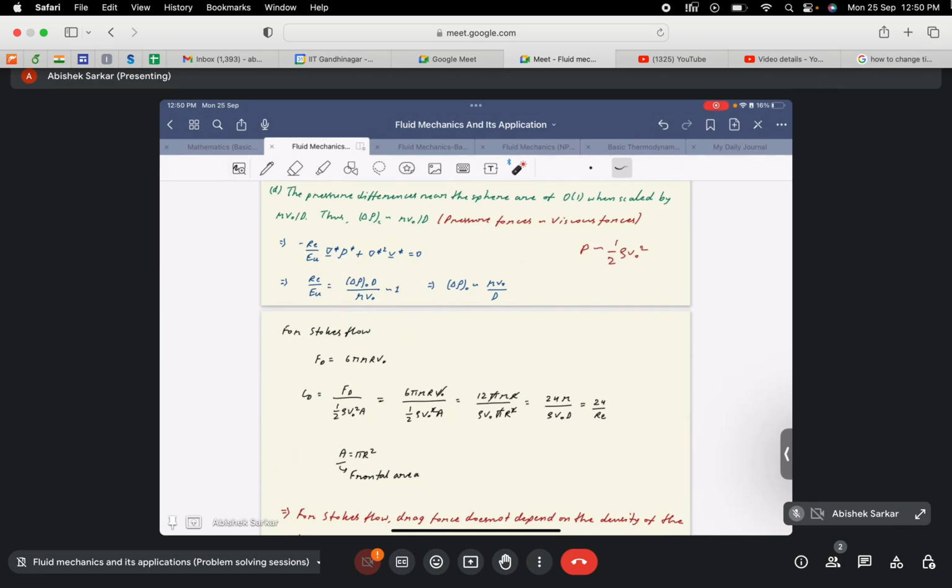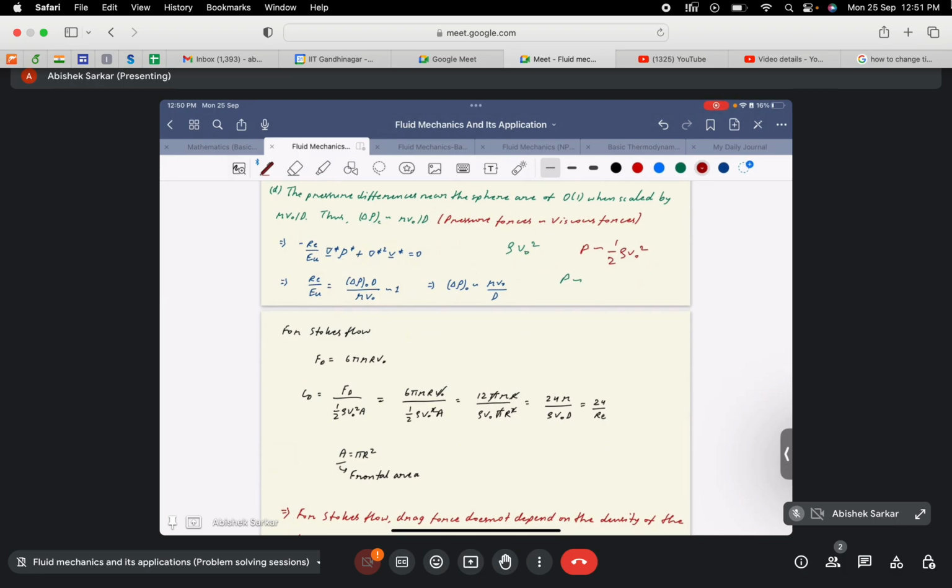See, the viscous forces would always scale as 1 by R. So that's well defined. And again, the inertia forces would scale as rho V naught square. These are well defined. But the scaling of this pressure force is not independent. It's not always the same, like it will always scale as some certain value.